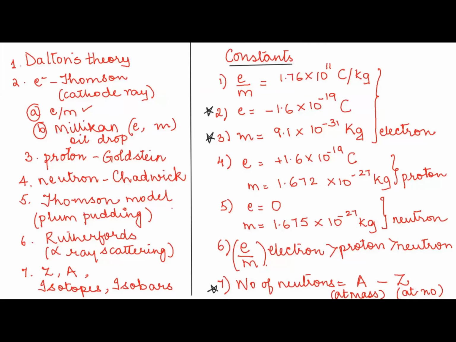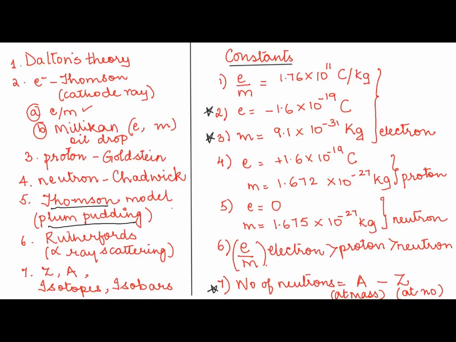Now, going to the next, different models were proposed for an atom. The first one is Thomson's model, plum pudding model, if you remember, where he said that electrons are embedded in an atom, just like seeds of a watermelon or plums in a pudding.